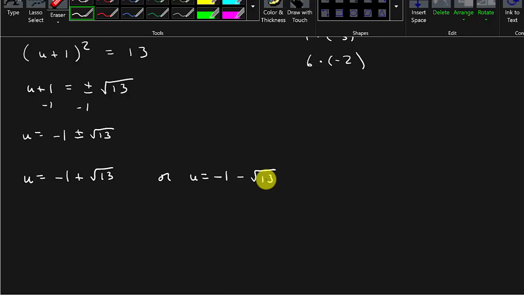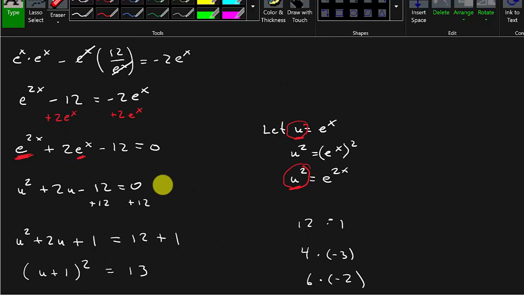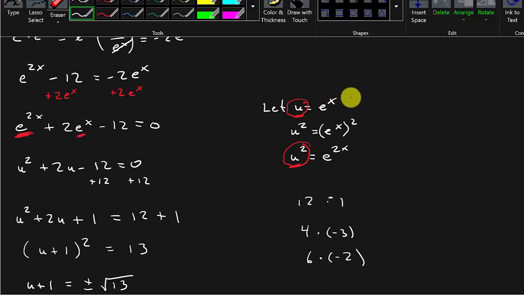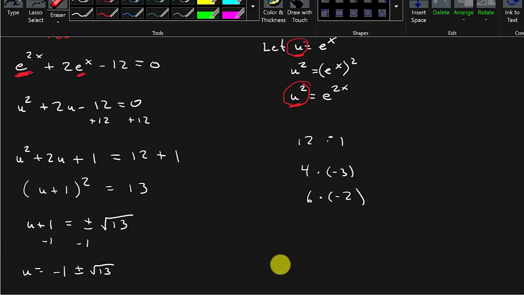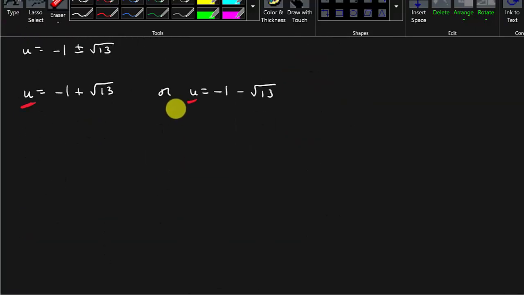All right, so now what do? Well, we solve for u, but that's not what we're trying to do. We got to solve for x. Our equation is in terms of x, so we need to know what x is. Well, you see here, I have u. What is u? U is e to the x. So I'm going to put e to the x in the place of u.